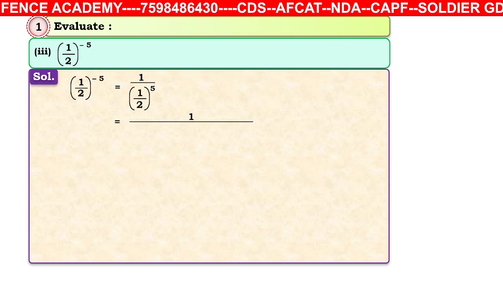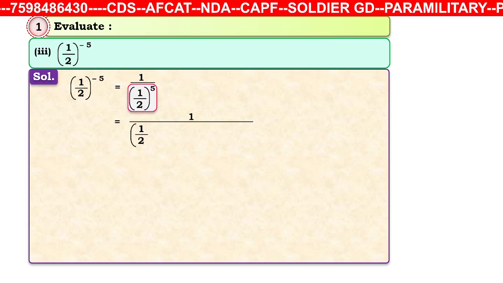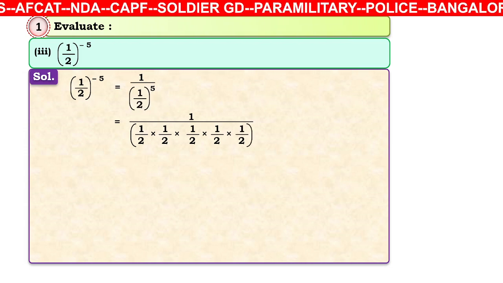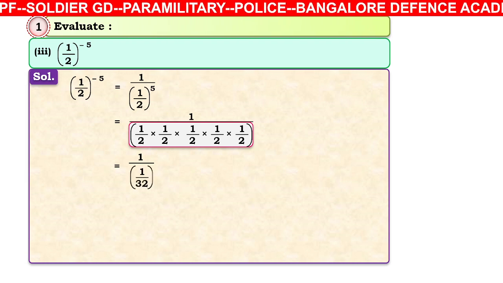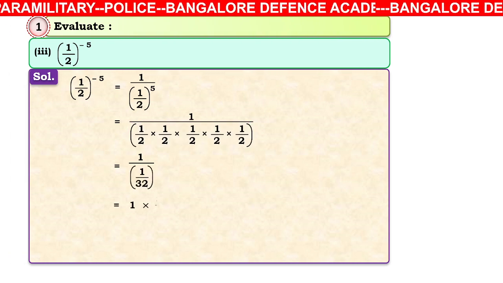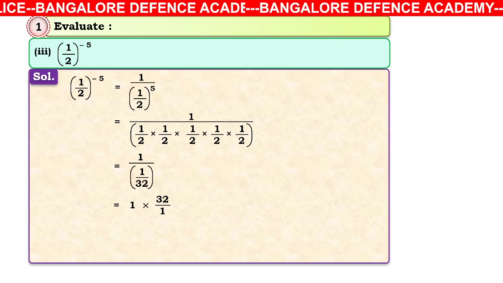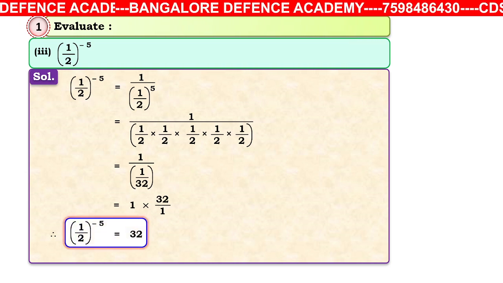This can also be written as 1 by 2 multiplied 5 times. So I'm going to multiply this how many times? I'm going to multiply this 5 times. Okay, total 5 times. And now what happens? This I'm going to solve. So I get 1 by 32. And we very well know what happens to this number 32. It goes to the numerator. So you have to take the reciprocal of the denominator. So the answer is 32. Okay, so this is the answer.